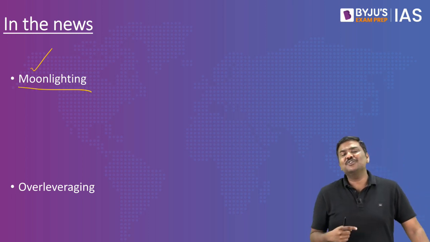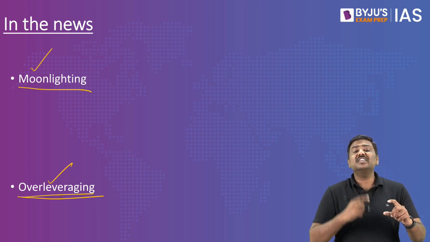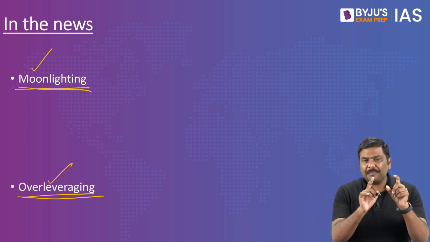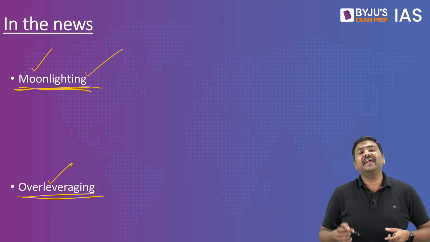One terminology that has been popping up very often in newspaper articles is the concept of moonlighting, and the second one is the term over leveraging. I'll tell you the context so that you understand the importance of these terms. Moonlighting has been discussed because Swiggy has become the first company in India to allow moonlighting for their employees. I hope you understand. It has become the first company in India to allow their employees to moonlight.